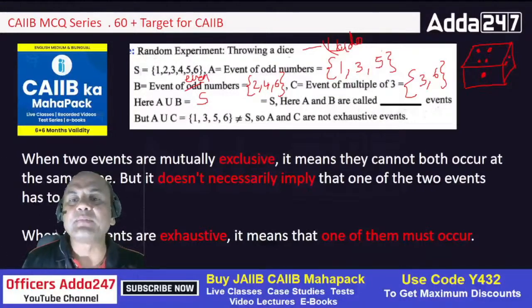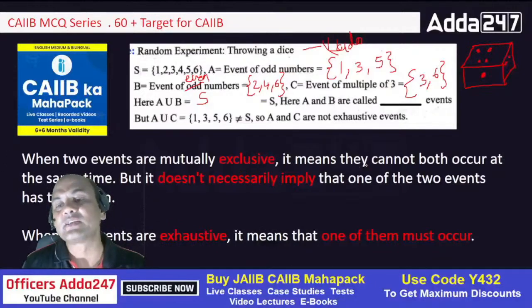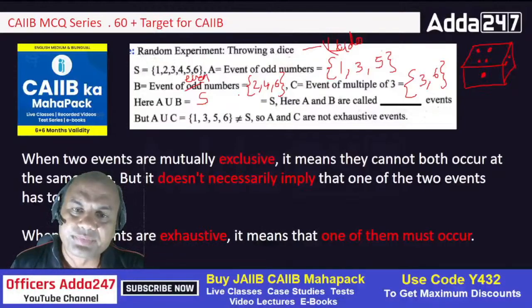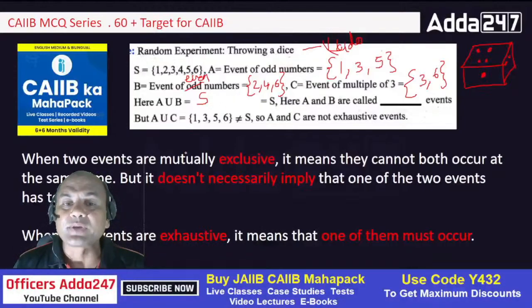Okay. A and B are called as what? Mutually exclusive events. What do you mean by mutually exclusive events? When two events are mutually exclusive, it means they cannot both occur at the same time. But it doesn't necessarily imply that one of the events has to happen. It can happen that both events do not happen at all. So remember the definition of exclusive event.